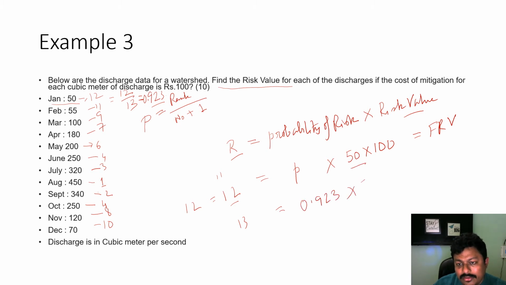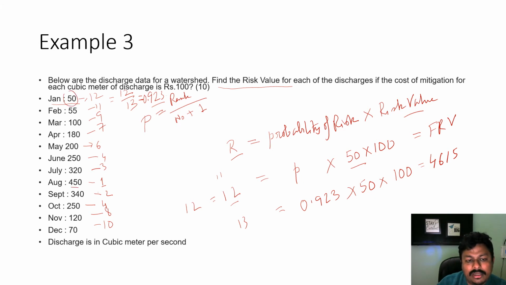This is the discharge value. Per unit of discharge, you have 100 rupees risk value. Multiply by the 100, and this will become your 4,650. This will be your final risk value of this discharge, a very minimum value.